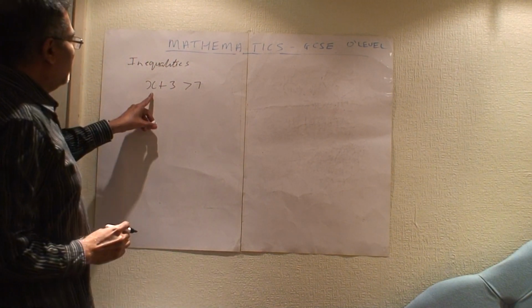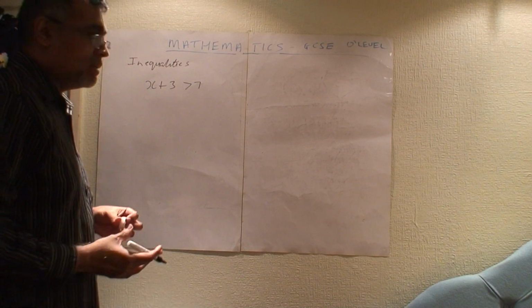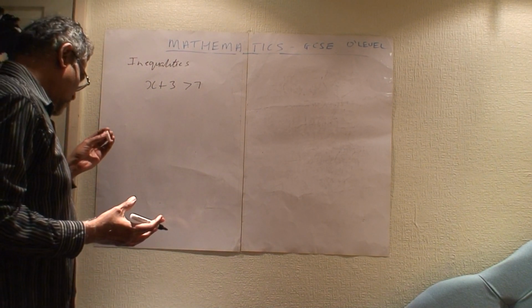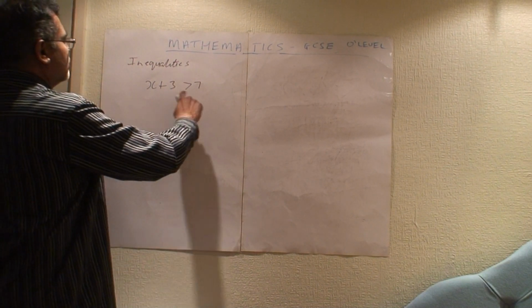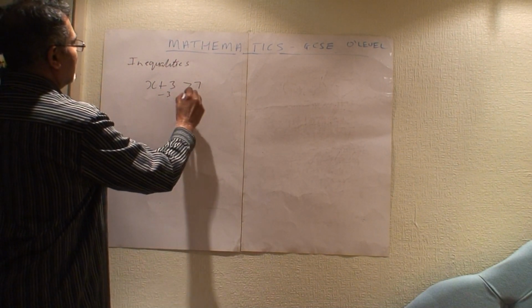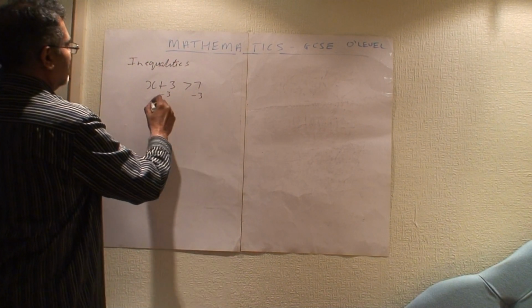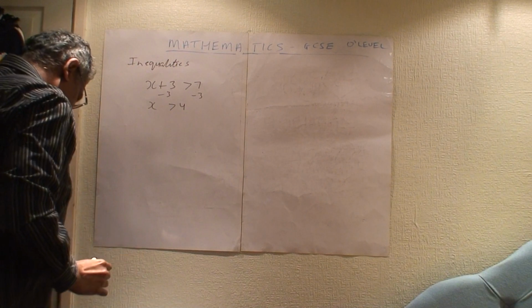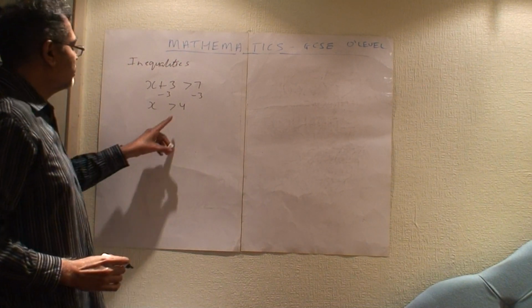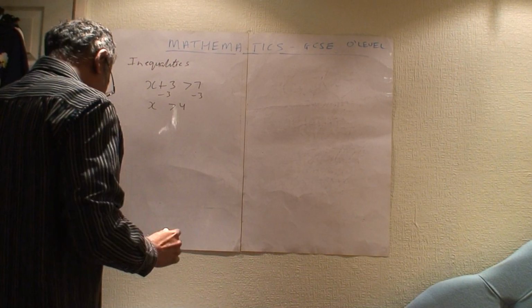Okay, then we have x plus 3 is greater than 7. So we want to get the x all by itself. So minus 3 on this side, and minus 3 on this side, so that x becomes greater than 4. Okay? That's a pretty simple one. Okay, let's try another example.